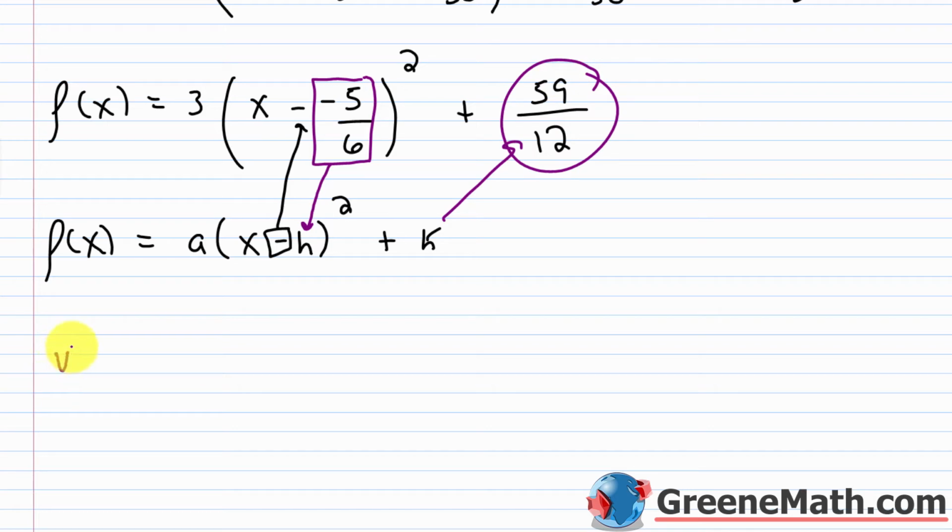So the vertex will occur at negative 5/6. That's my h here. And so that's going to be my x value, comma, k is 59/12. So 59/12 will be my y value. So the vertex occurs at the point negative 5/6, comma, 59/12.